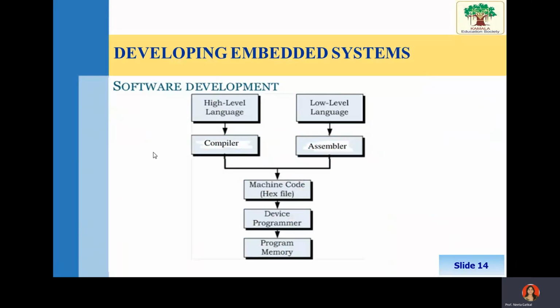At the same time, if we write the code in a low level language, for example assembly language, and for high level language, say C language. If we write the code in assembly language, we use an assembler. The assembler converts your assembly language into machine code, just as the compiler converts your C language into machine code. There we get a hex file.